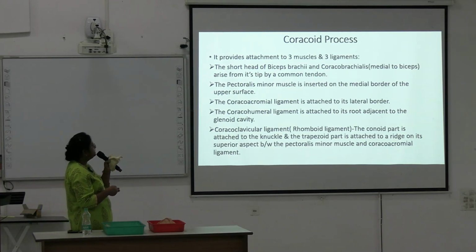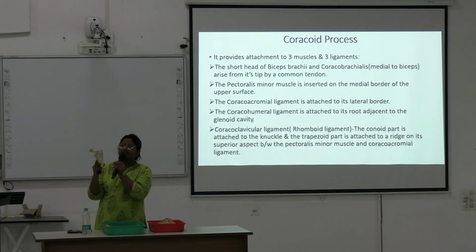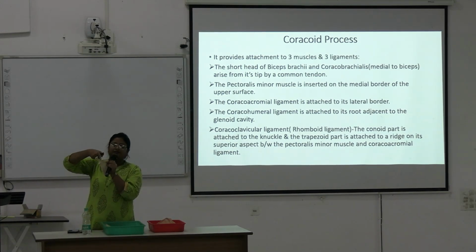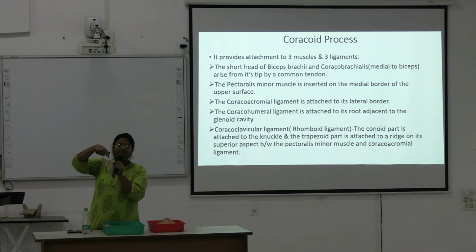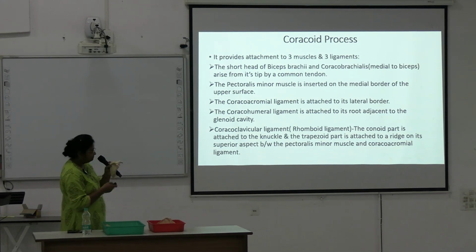The pectoralis minor muscle is inserted on the medial border of the upper surface. Okay. So, here in this anatomical position, this is the coracoid process. It has a tip, one medial border and one lateral border, an upper surface and a lower surface. Okay. Tip, medial border, lateral border, upper surface and lower surface. These are the presenting parts of this coracoid process.